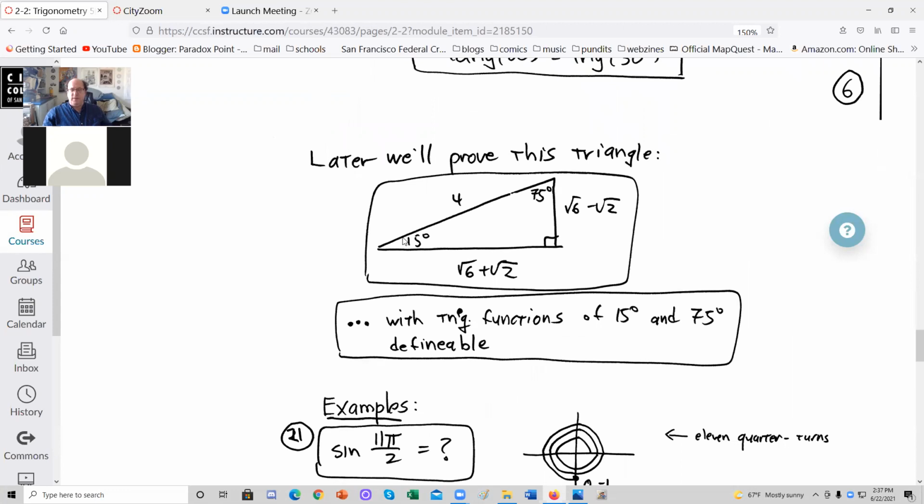Now, there's also the 15-75-90 triangle, which has not gotten enough attention, I think, because it's a little bit more complicated, but it's really quite a nice triangle, and I think people should know more about it. The shortest side is root 6 minus root 2. The middle side is root 6 plus root 2, and the long side is 4. And then you can define the trig functions from that. Sine of 15 degrees is root 6 minus root 2 over 4. Cosine of 15 degrees is root 6 plus root 2, that over 4. And similarly with 75, with the cosine and sine, trig and cotrig swapped around.